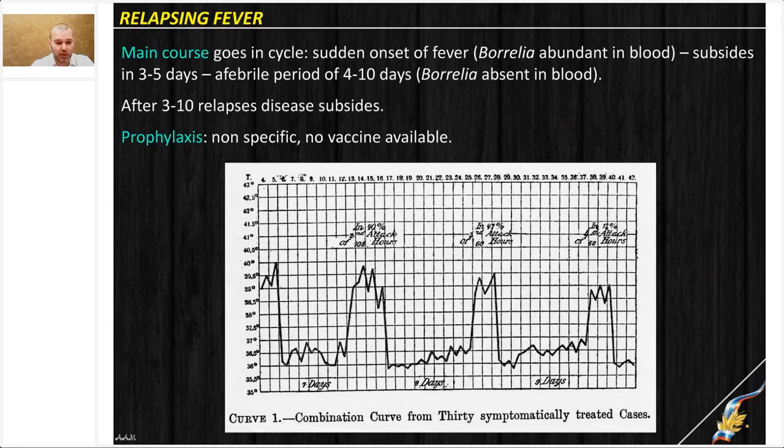But if your subject comes to you when fever is extremely high, it's not the first episode. You need to take a history of visiting some forest or park area, and if you suspect that it is maybe relapsing fever, especially if the subject says, yes, I was bitten by a tick or some insect, then you need to take blood in the febrile period to look for bacteria.